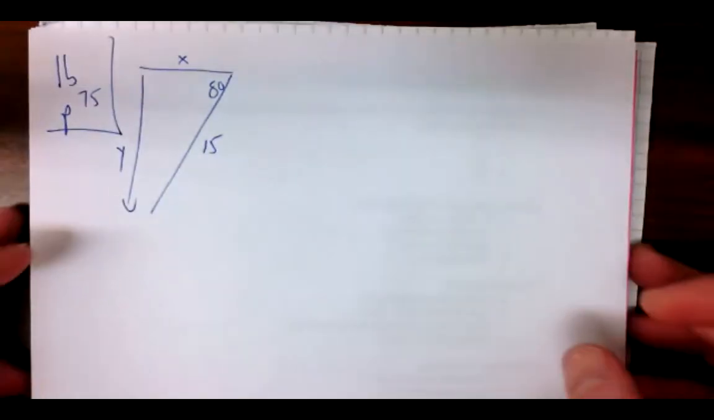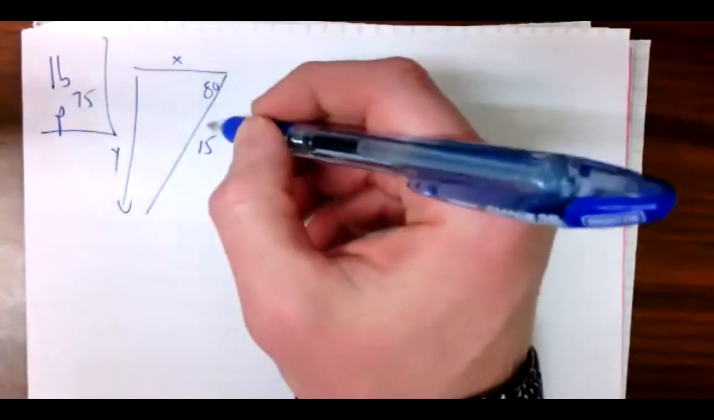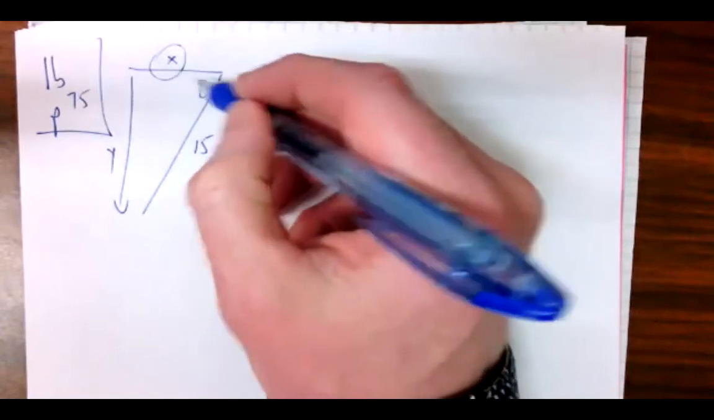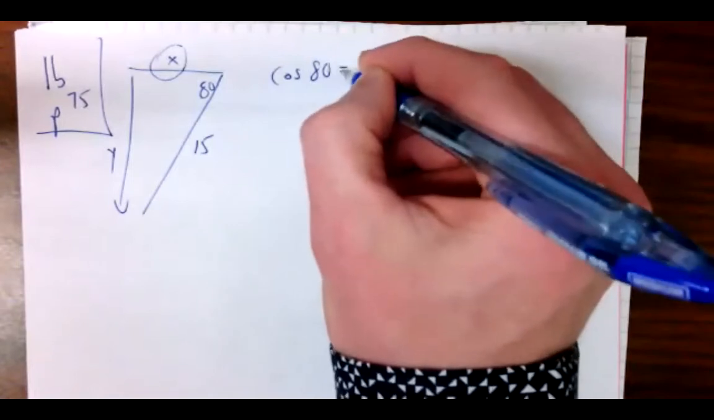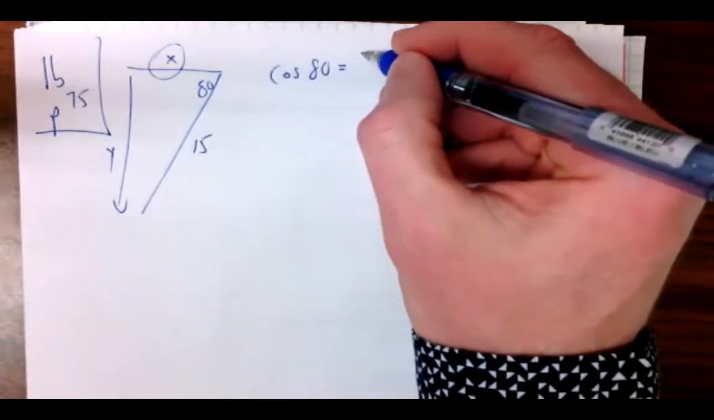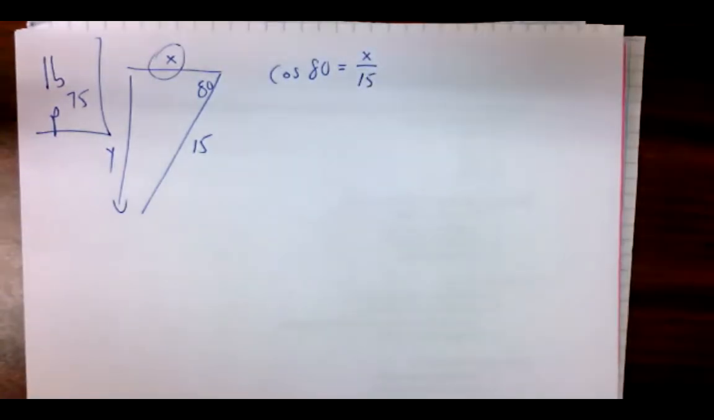I'm going to go a little slower just because I make fewer mistakes that way. So if we're going to go for x first, x is adjacent. So we're doing cosine here. So cos of 80 equals adjacent, which is x, over hypotenuse, which is 15.